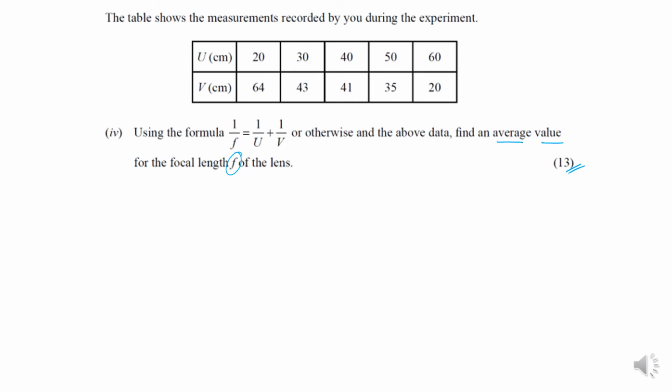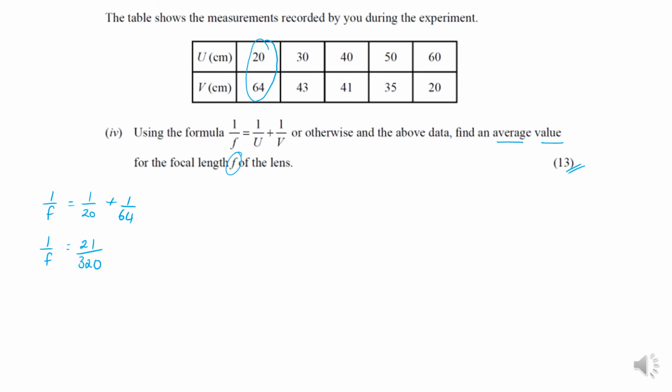Okay, so this will be calculator work. So we're going to start with the first set of data here, 20 and 64. 1 over F will be equal to 1 over 20 plus 1 over 64. Okay, I'm going to use the fraction button on my calculator. 1 over 20, and add that to 1 over 64, and the result I get is 21 over 320.